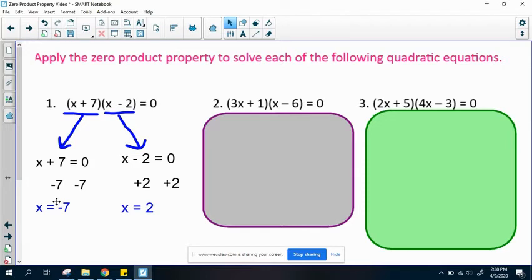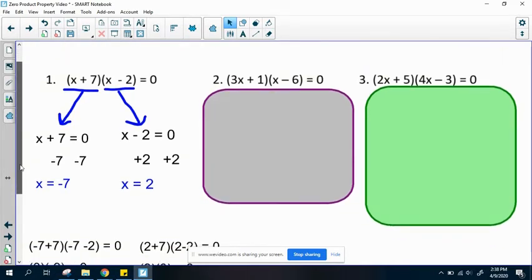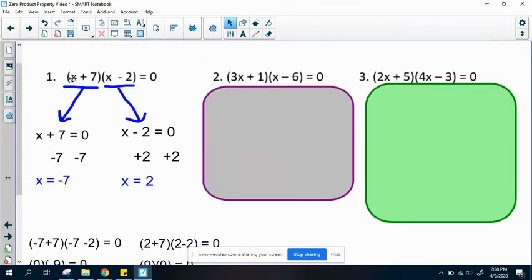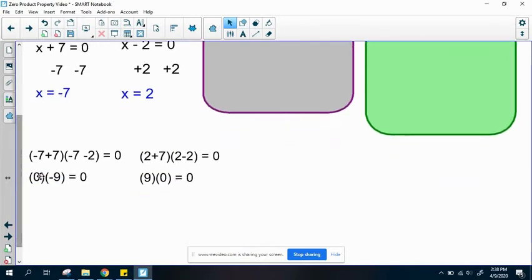So why are these the only answers? If I were to take this, and you don't have to do this part, you don't have to check, but I want to show you what's happening. If I were to take these answers and plug them in, let's say one of my answers was -7. What if I went back to x and substituted in that number? Well, then this is what it would look like: -7 plus 7 and -7 minus 2. Well, this -7 plus 7 gives me 0. This gives me -9. And so when I multiply those two numbers together, I do in fact get 0.